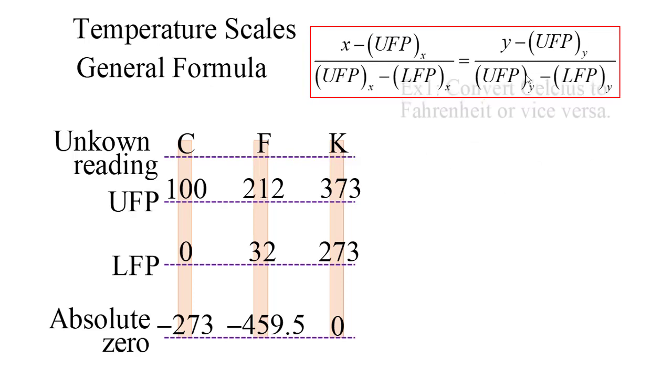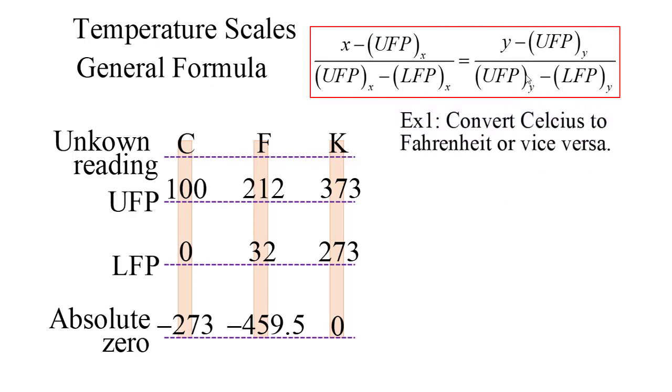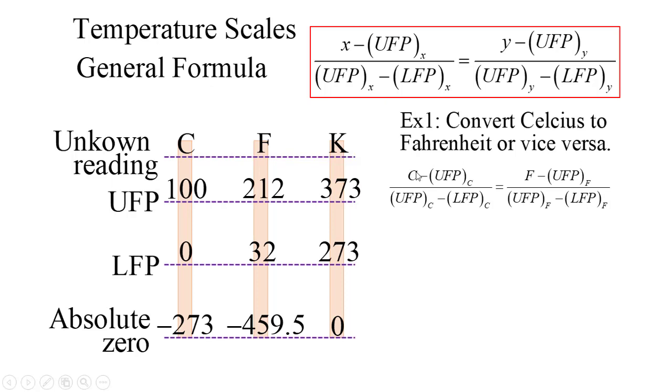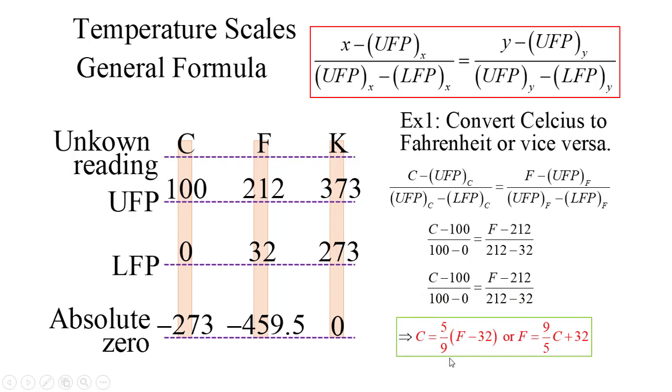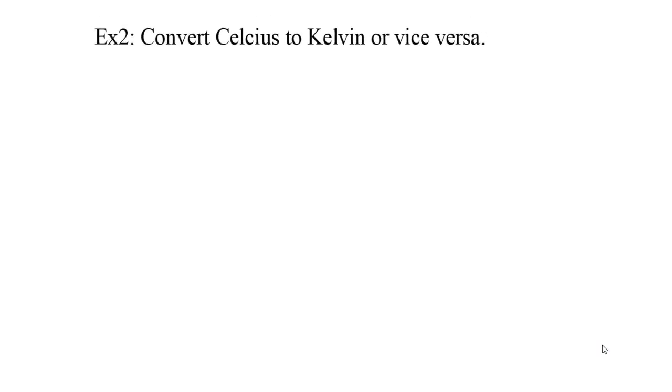So let us see that with an example. The first example is convert Celsius to Fahrenheit or vice versa. First we write this. Instead of x, I will substitute Celsius, and instead of y, I will substitute Fahrenheit. By directly plugging in my values, and after reducing this formula with a little algebra, we get the usual formula: the Celsius scale is equal to 5/9 of Fahrenheit minus 32, or Fahrenheit is equal to 9/5 of Celsius plus 32.